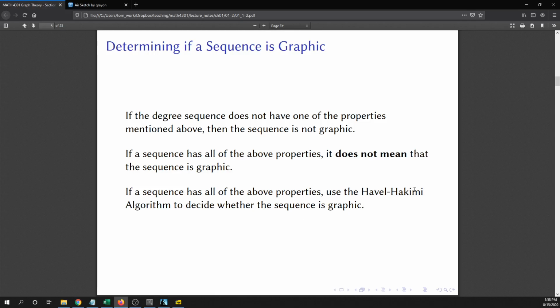That is the Havel-Hakimi algorithm. Running through that algorithm, you'll go through a set of steps, and at the very end you will get a simpler sequence. That simpler sequence will tell you whether the sequence is graphic or not. We'll go through all that. Again, make sure that you understand the logic here, because it's important: failing to have one of those properties means that the sequence is not graphic, but if a sequence has all of those properties, it doesn't necessarily mean that the sequence is graphic.